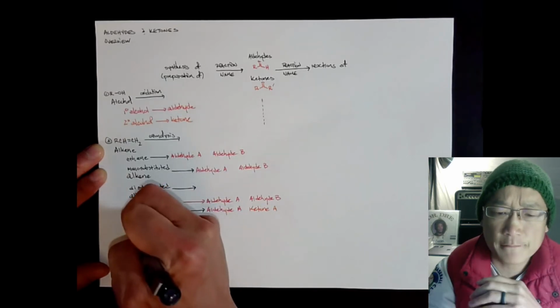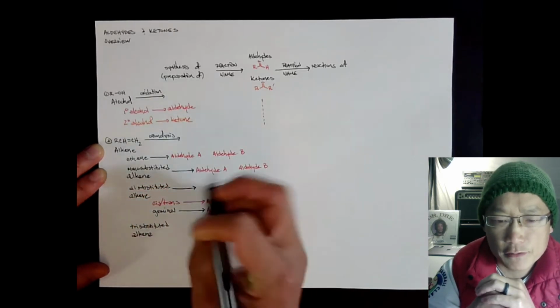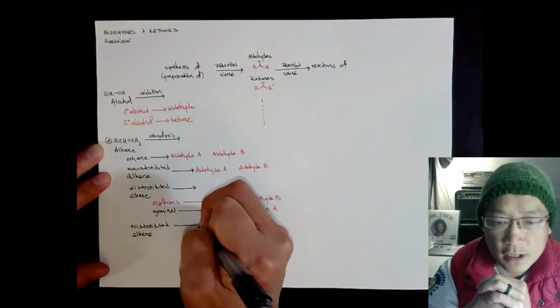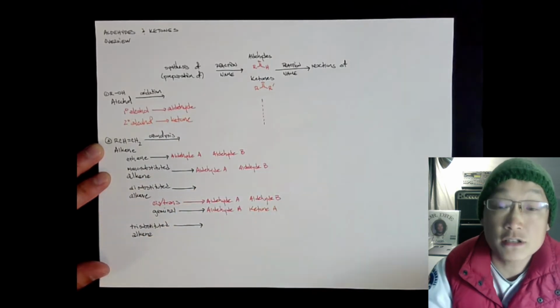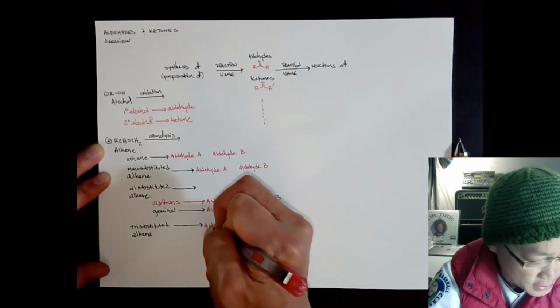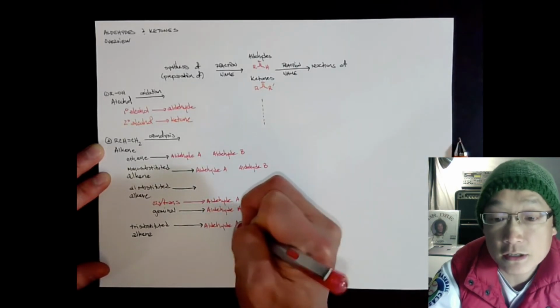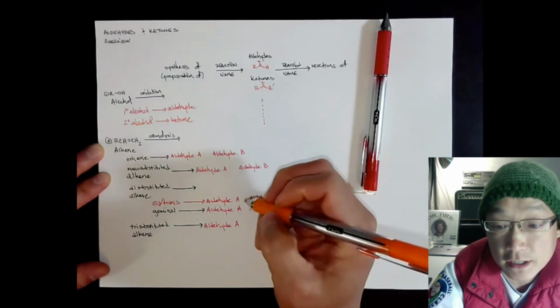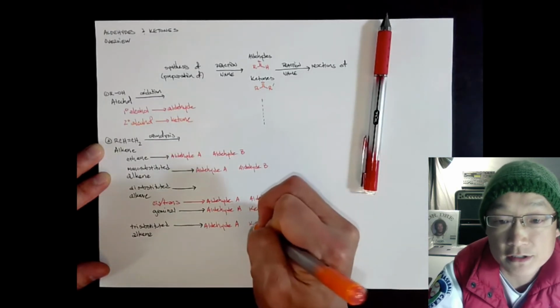Let's take this one step further then with our overview. A trisubstituted alkene. We could also place a trisubstituted alkene under some type of ozonolysis conditions. And in that case, you will generate one aldehyde and one ketone as products of this reaction.